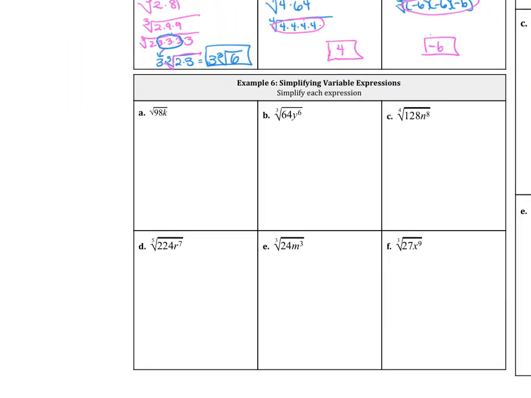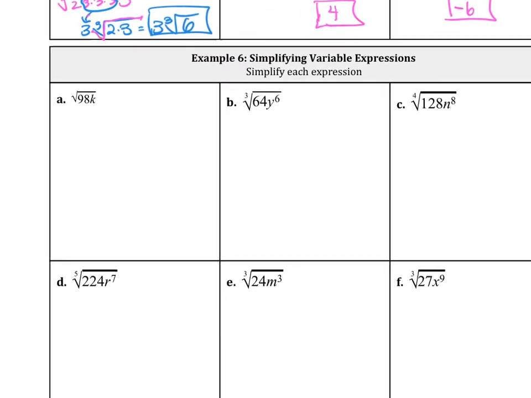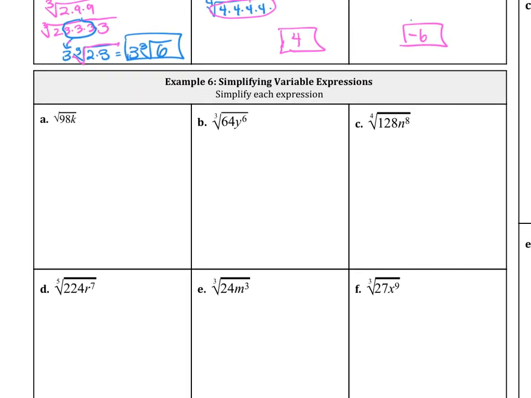Now let's do the same thing, but now we're going to add some variable expressions to it. So variables are inside as well. Let's try 98k. 2 goes into 98, so I'll start with that. 2 times 49 times k.